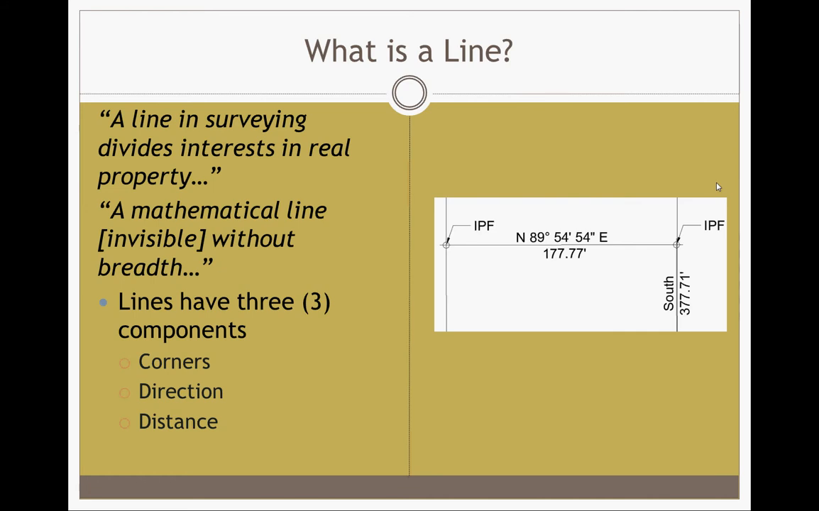It is a mathematical line and it's invisible without any breadth. So basically the concept is, I have a line here that's mathematically computed, but it's not really there on the ground. When we survey a line, we don't paint a line on the ground to follow the boundary line. And so because of that, lines have three components that we use to recreate the line, to reshow the line. The first is a corner, second is direction, and the third is distance.